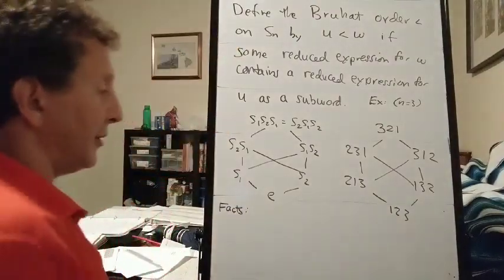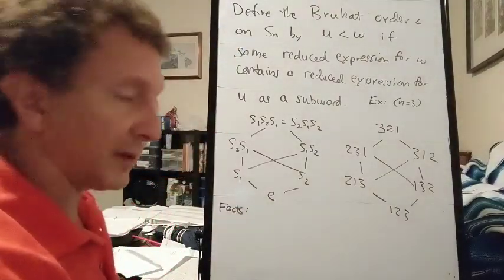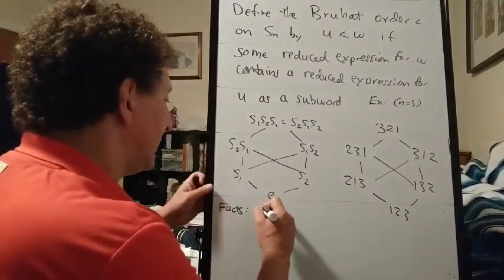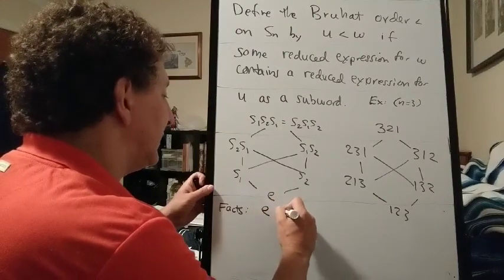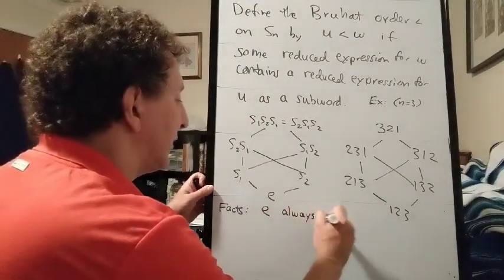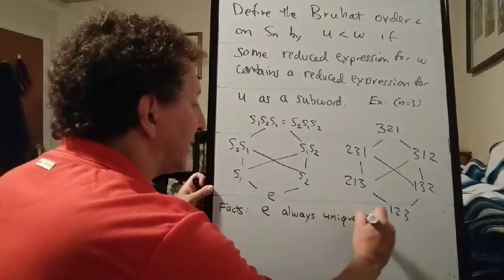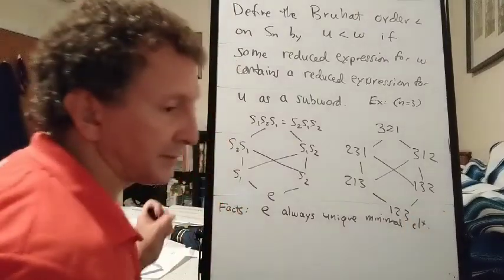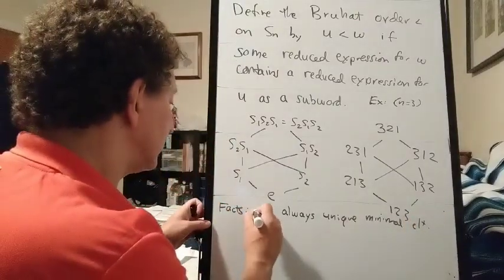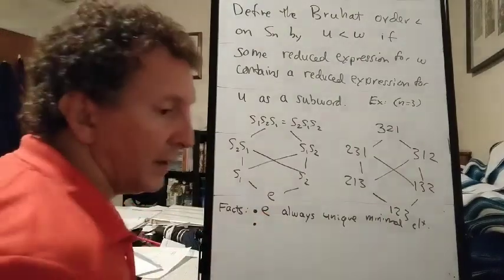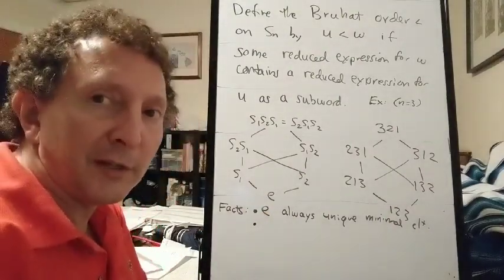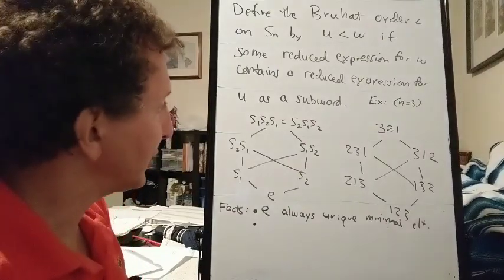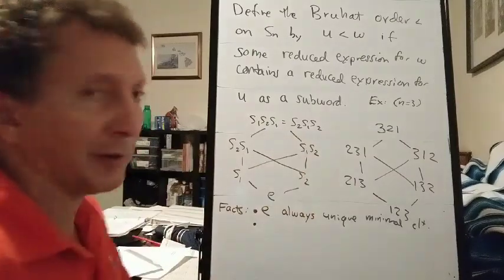Some easy facts: the identity element is always at the bottom because it has the empty expression, which is inside of every other expression as a subword. So E is always the unique minimal element. Another fact is that permutations of equal length have to form an anti-chain. None of them can be a sub-expression of the other if they're exactly the same length.